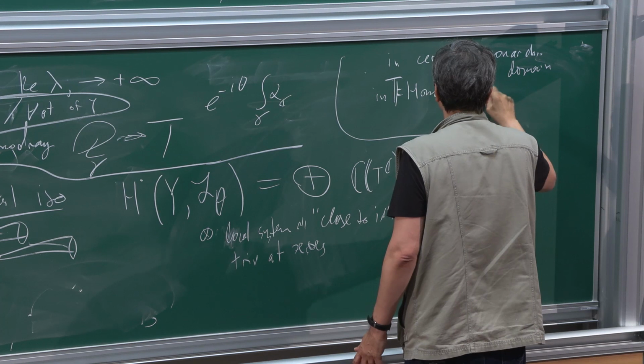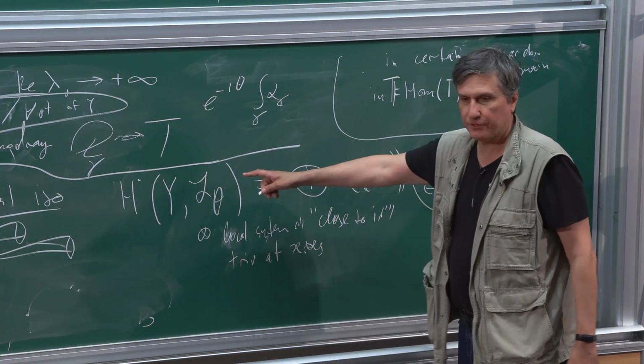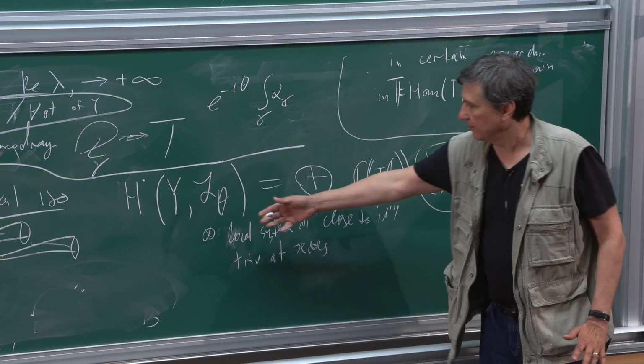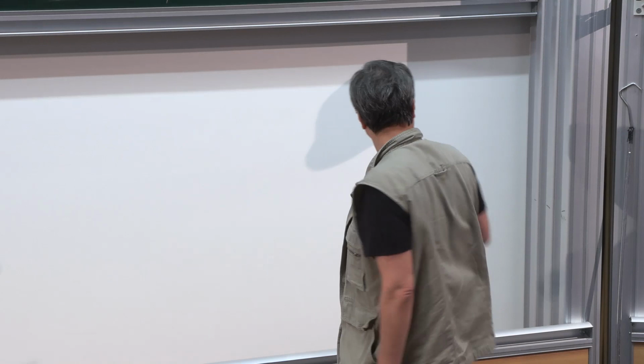we get a bundle. We trivialize this cohomology of Y with coefficients in the local system. So the local system will be a small deformation of this thing, with this very big monodromy. Actually, let me tell you a few words about what this domain means.